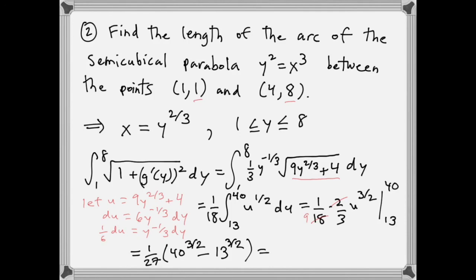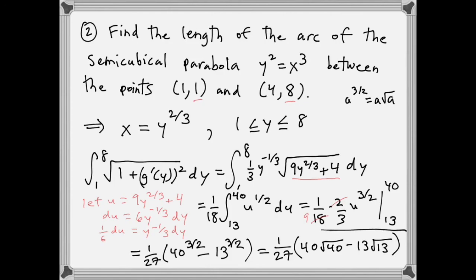What is something to the 3/2? So look, anything to the 3/2 is that. So let me show you. Anything to the 3/2 is the same as a root a, right? Because we have a to the 1/2 times a to the 1/2 times a to the 1/2, or a times a to the 1/2. And so here's another way we can write our answer. 1/27 times 40 root 40 minus 13 root 13. So that would be the length.